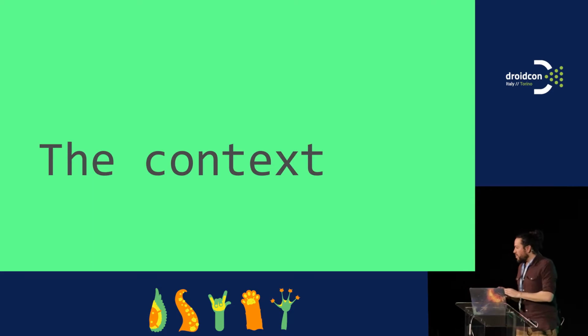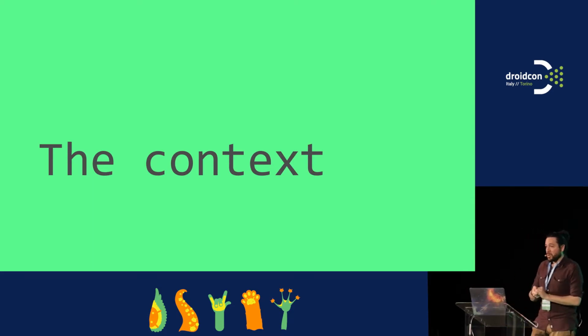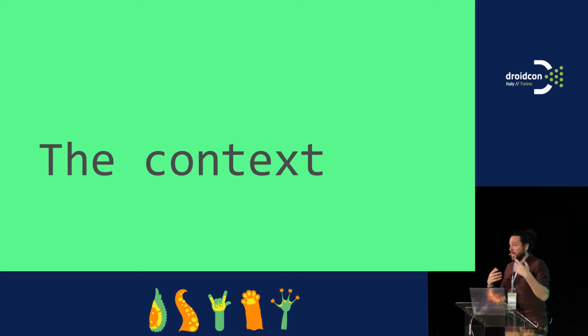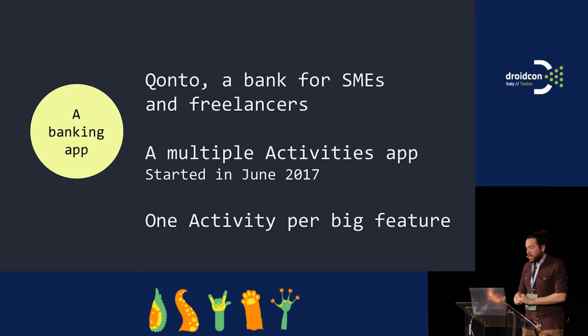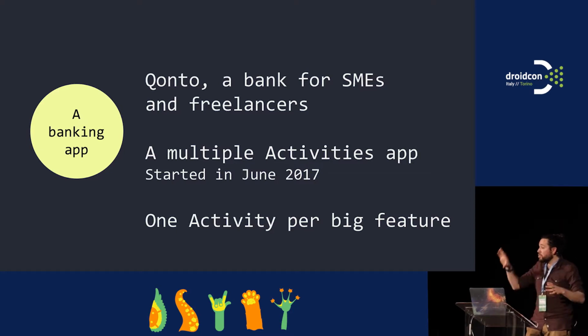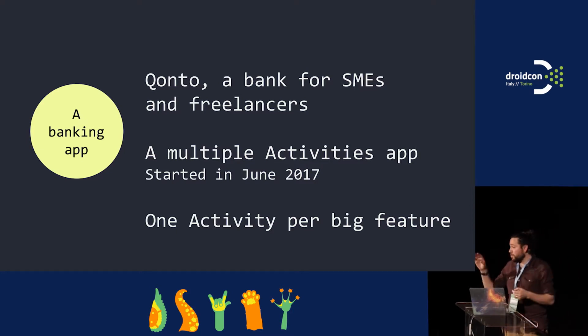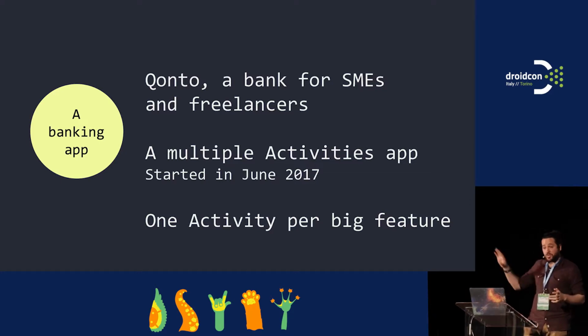Now, to go a little bit deeper, I want to tell you about the context of how I learned and what was the problem I had to solve and what was the context of the application I worked on before. I used to work at Conto, which is a banking service, mainly for companies. And the paradigm that had been chosen is that we had different activities, and each activity is actually an entry point for a feature. Okay, so there were many activities, but not one activity per screen. It was more one activity per feature.